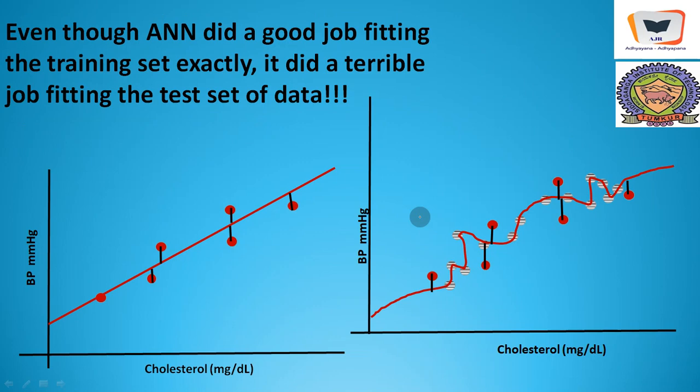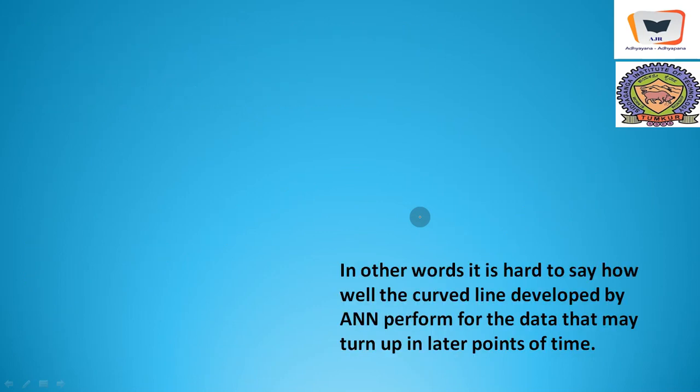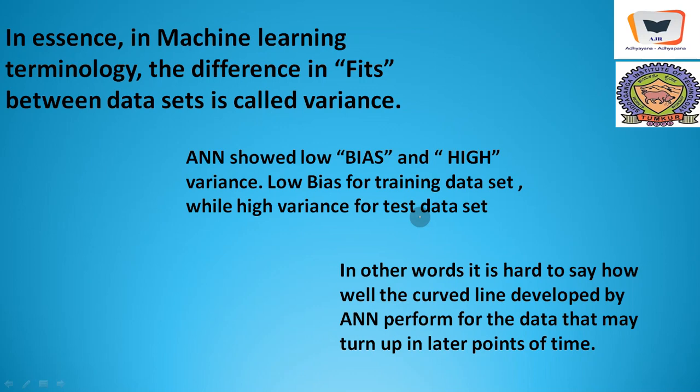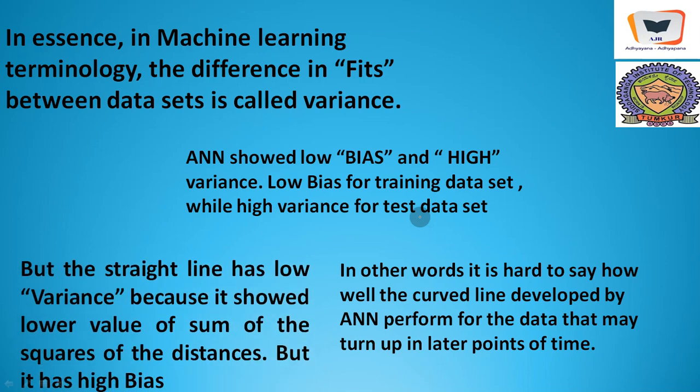We see that the straight line developed by the linear regression algorithm is better when compared to this curved line. Even though ANN did a good job of fitting the training set exactly, it did a terrible job fitting the test set of data. In machine learning terminology, the difference in fits between the data sets is called variance. It is a relative mistake made by two machine learning models, and this is called variance. In other words, ANN showed low bias and high variance. Low bias for the training data set, while high variance for the test data set. In other words, it is hard to say how well the curved line developed by ANN will perform for data that may turn up at later points in time.